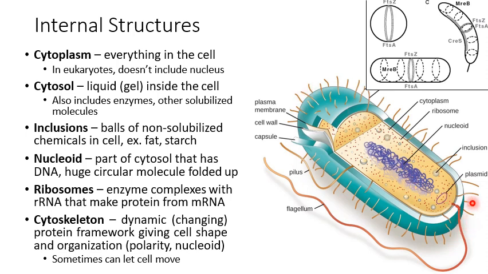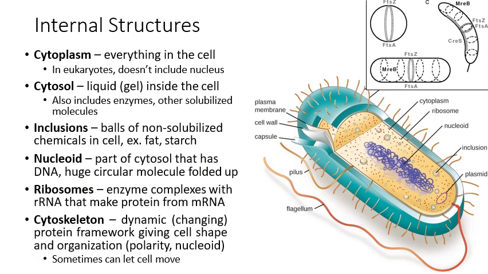So if this is your typical prokaryotic cell, everything that's inside is the cytoplasm. The yellow stuff is the cytosol, and these balls are inclusions. So you have a number of different inclusions. They can be different sizes. Some of them will get really big, and some of them will be small. And they can have different things in them.